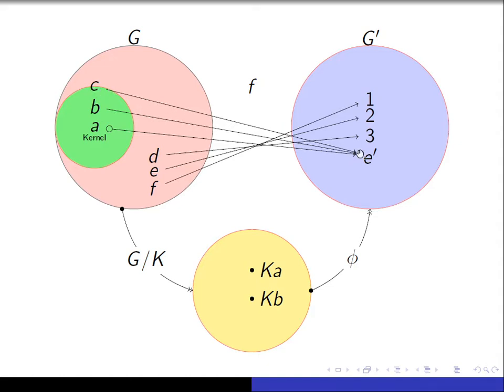So according to the kernel definition, the set of all elements in G whose image is E dash is called the kernel. X belongs to G such that f of x is equal to E dash.